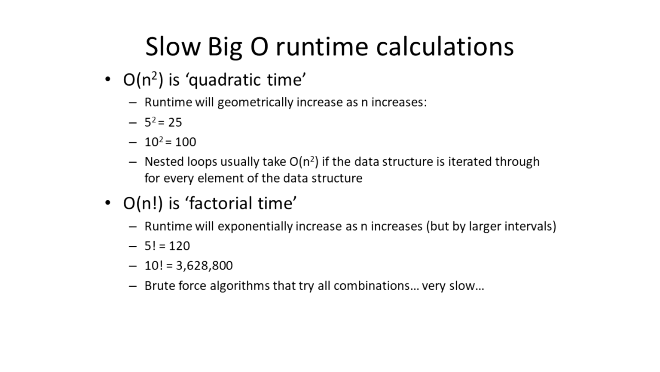And finally, we have factorial time, which is denoted as O of n exclamation mark. The factorial of a number is calculated as n times n minus 1 times n minus 2 times n minus 3 and so on until the number is 1. So the factorial of 5 would be 5 times 4 times 3 times 2 times 1. And as you can see, the result of 10 factorial is dramatically greater than the result of 5 factorial.